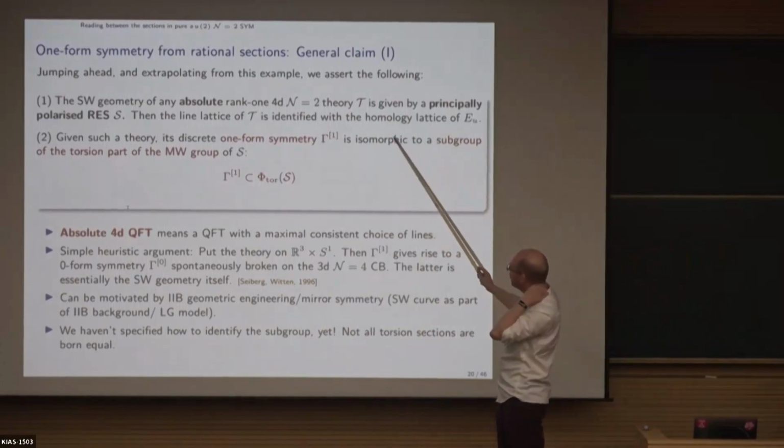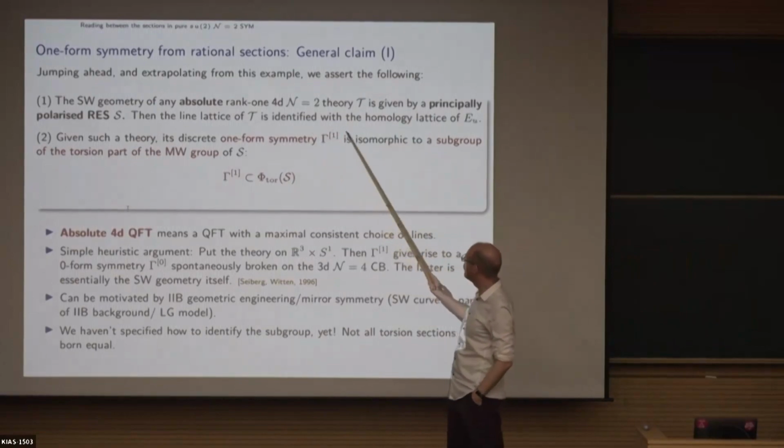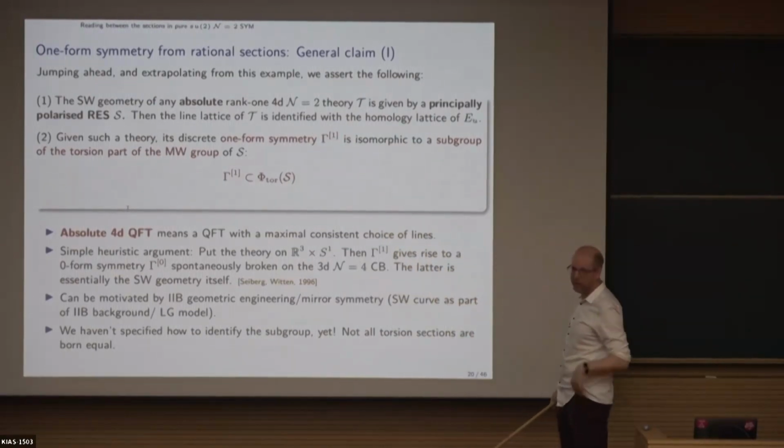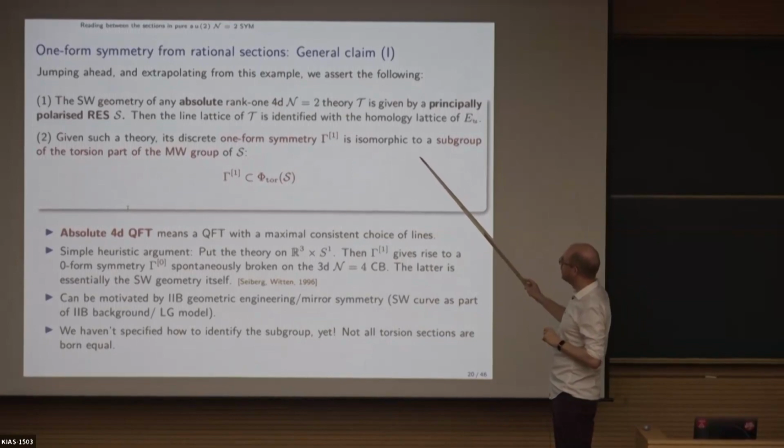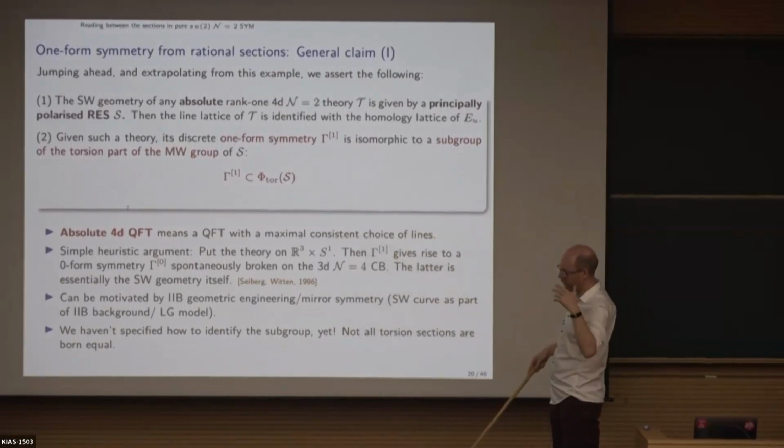The first is that the Seiberg-Witten geometry of any absolute rank one 4D N=2 theory will be given by a principally polarized rational elliptic surface. Principally polarized, I forgot to mention, is for us essentially the fact that we can identify the homology lattice with a Dirac lattice. It's really the fact that I can identify the intersection pairing with a Dirac pairing, sorry. And then it follows that the homology lattice is a Dirac lattice.